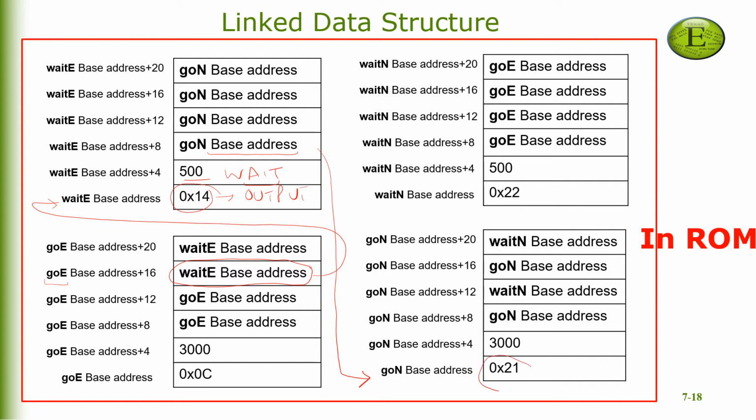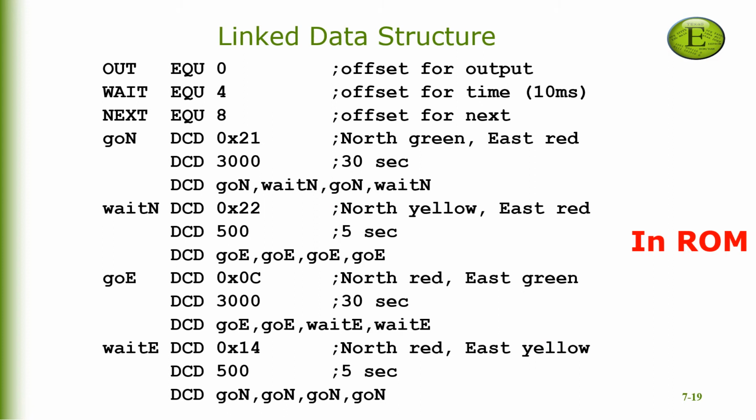And once in the GoN state, we can output hex 21, then wait for 30 seconds, and then if a transition has to be made, in this case, wait N state, then the address is already computed, it is already available in the array, and from there we can go to the wait N array and then continue from there on. So to summarize, this is how we are going to store our data representing the finite state machine.